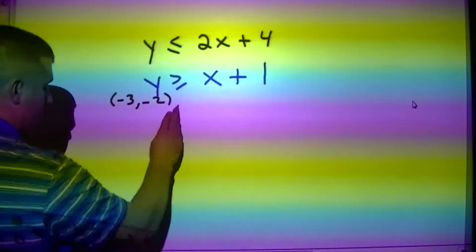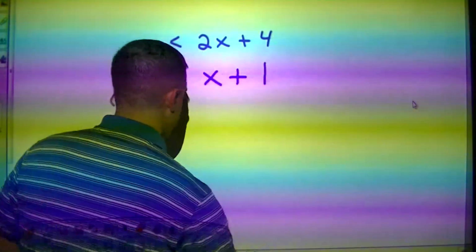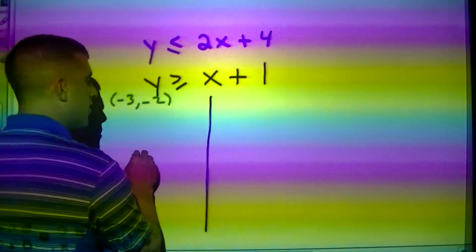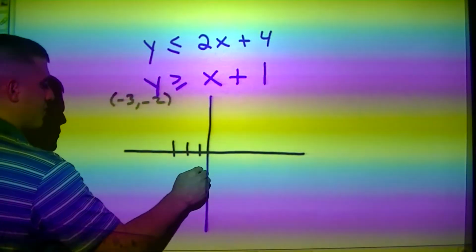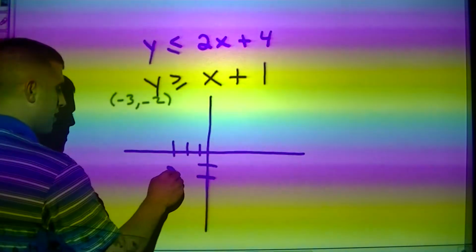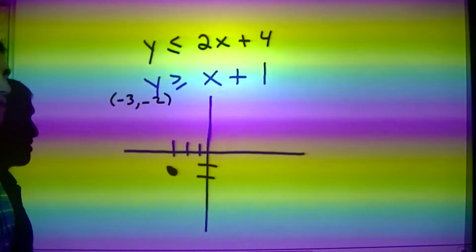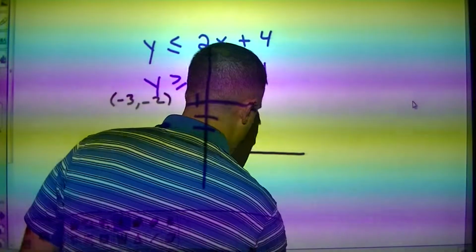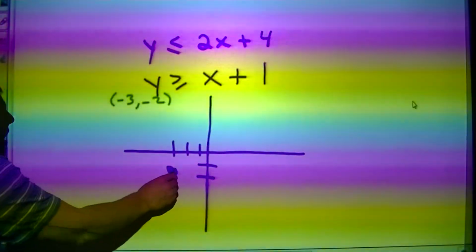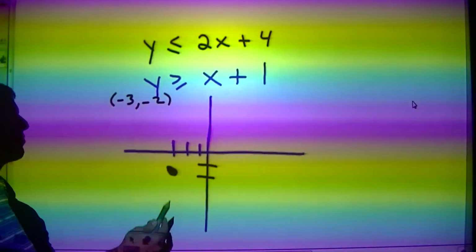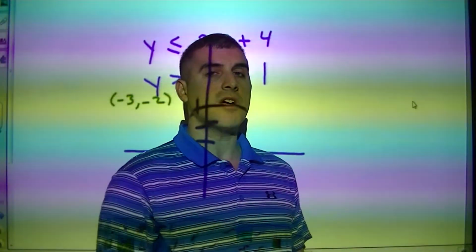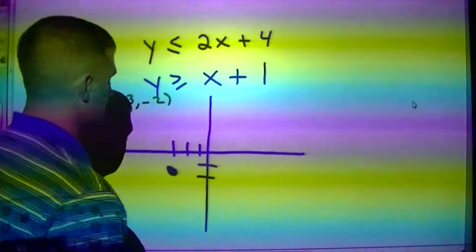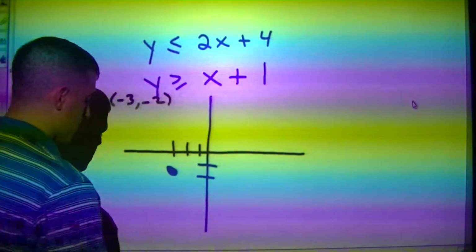You notice I have inequalities here. So what I have to do, very simply, is plot this point, -3, -2. There's a point. That's where these two lines intersect. So what we have to do next, after we find the solution, is graph each line. You can either graph using the calculator, or you can graph using your paper.